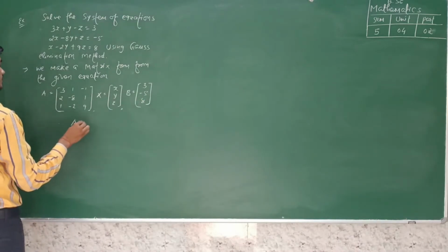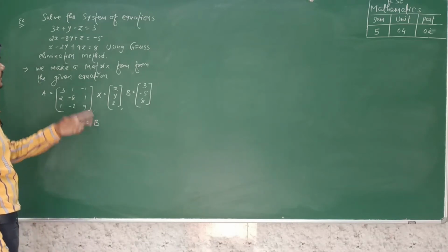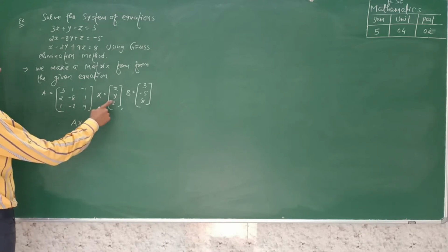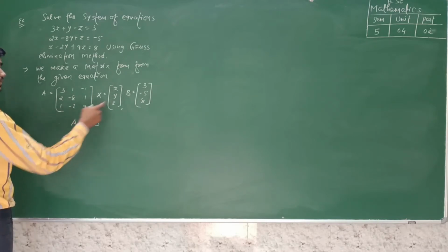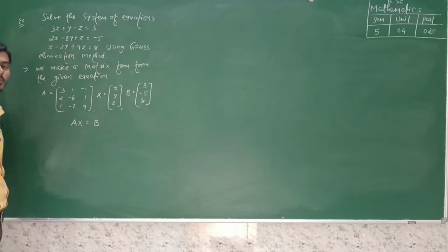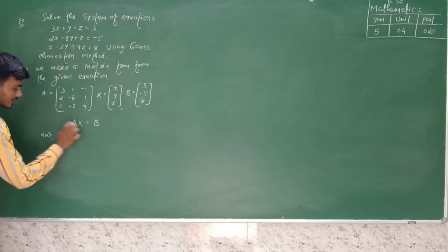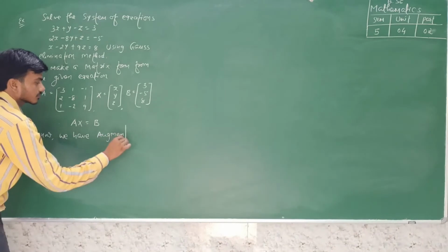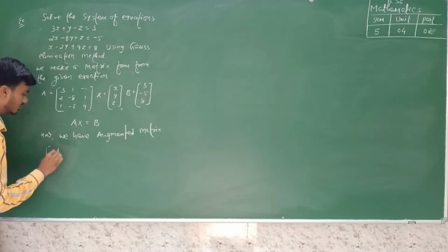So we can write it in the matrix form Ax is equal to b from this system of equations. First row and first column, second row first column, third row first column. So this makes this type of equation. Now the augmented matrix: Ax is equal to b, here we have the augmented matrix, A augmented with B.